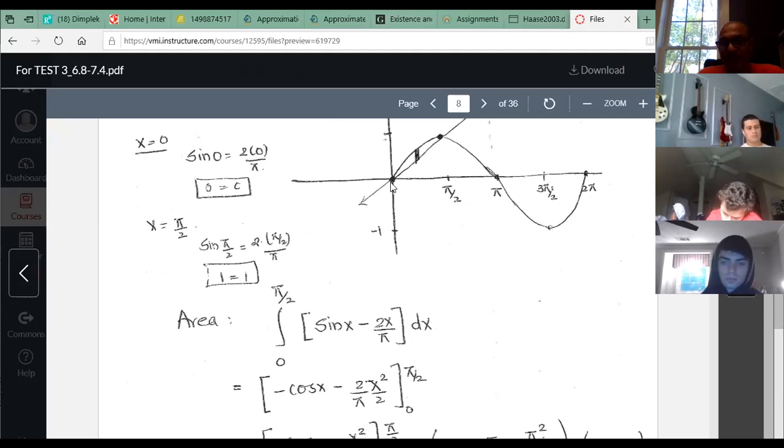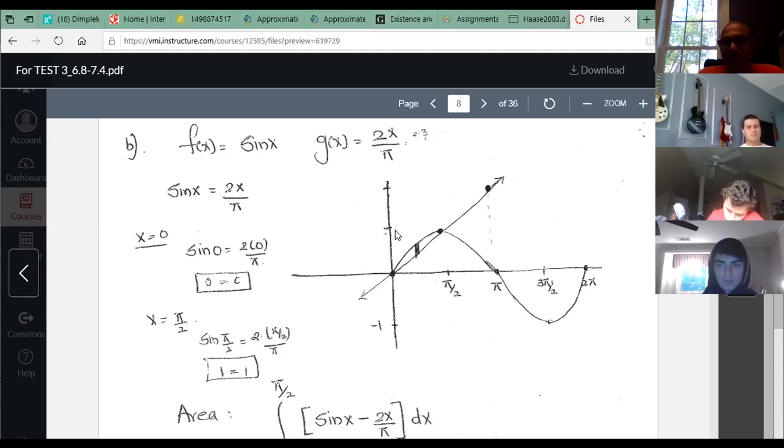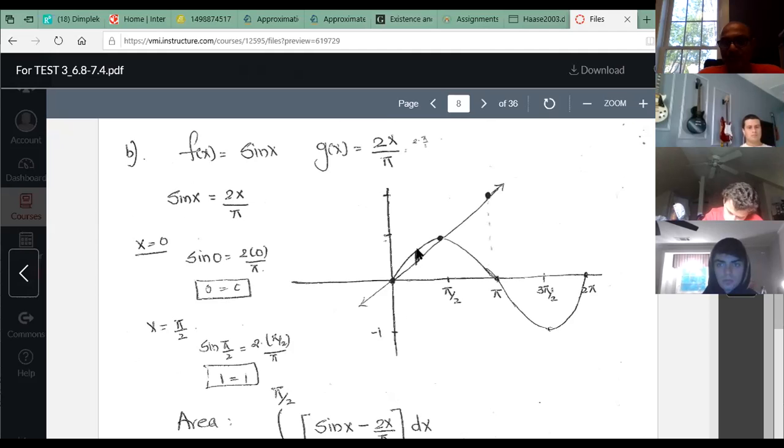So the x range is from (0, 0) to (pi by 2, 1). So 0 to pi by 2 is my range of x. So x runs from, let me write more precisely here, x equal to 0 to pi by 2. f(x) is my top function, and this top function corresponds to the sine. That means it is the sine function, and the bottom function is my 2x over pi. That is my g function.